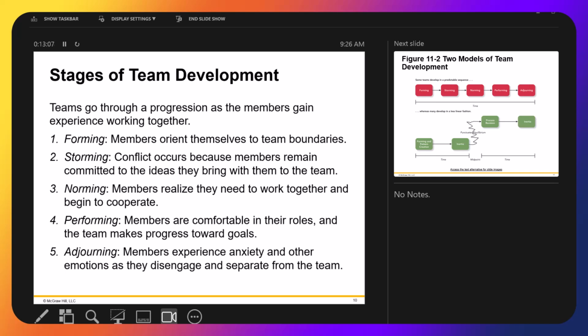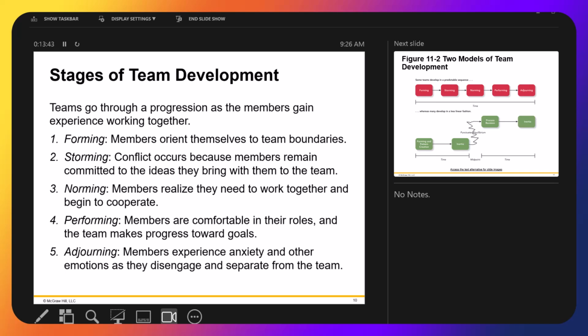Norming. Members realize that they need to work together and begin to cooperate. So this is the norming, when people come together and say, you know what? There's no I in team. We've got to come together. We have a goal to accomplish. And in reality, this is what happens. Bottom line is this: if one of us doesn't succeed, we all fail. So now people realize that they've got to work together, because there's no such thing as 4 people succeeding and 1 failing.